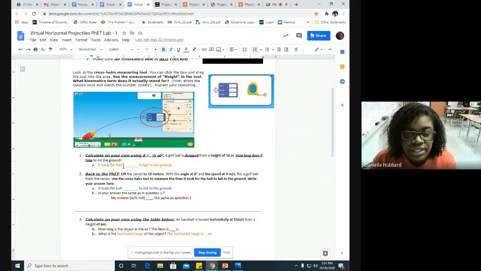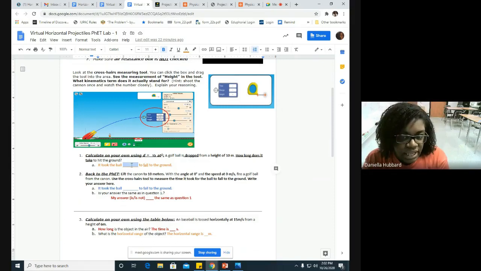Once you calculate your time, you're going to place it here in the orange blank. You see here, I did not give you the units, so you need to make sure you put your number and the unit of seconds as your answer, okay?